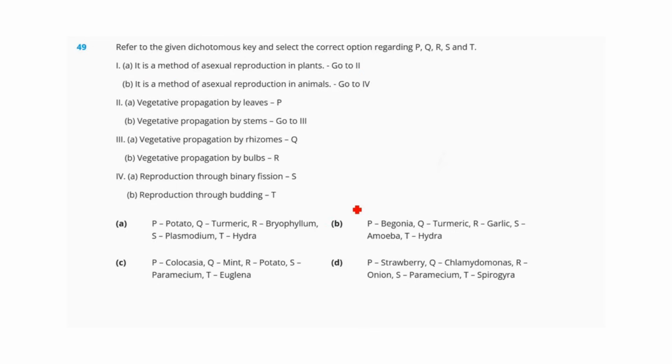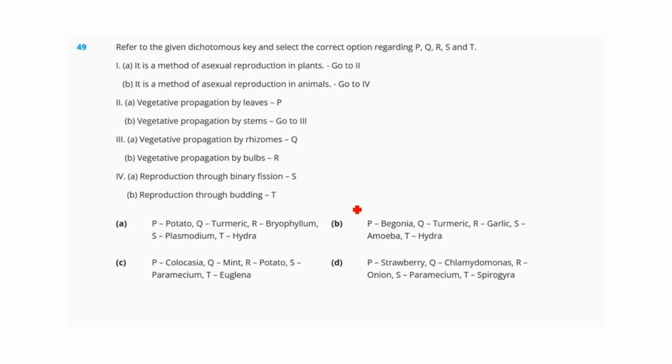Question 49. Refer to the given dichotomous key and select the correct option regarding P, Q, R, S, and T. Okay. It is a method of asexual reproduction in plants. Go to 2. Vegetative propagation by leaves. Vegetative propagation by leaves can be done by Begonia.